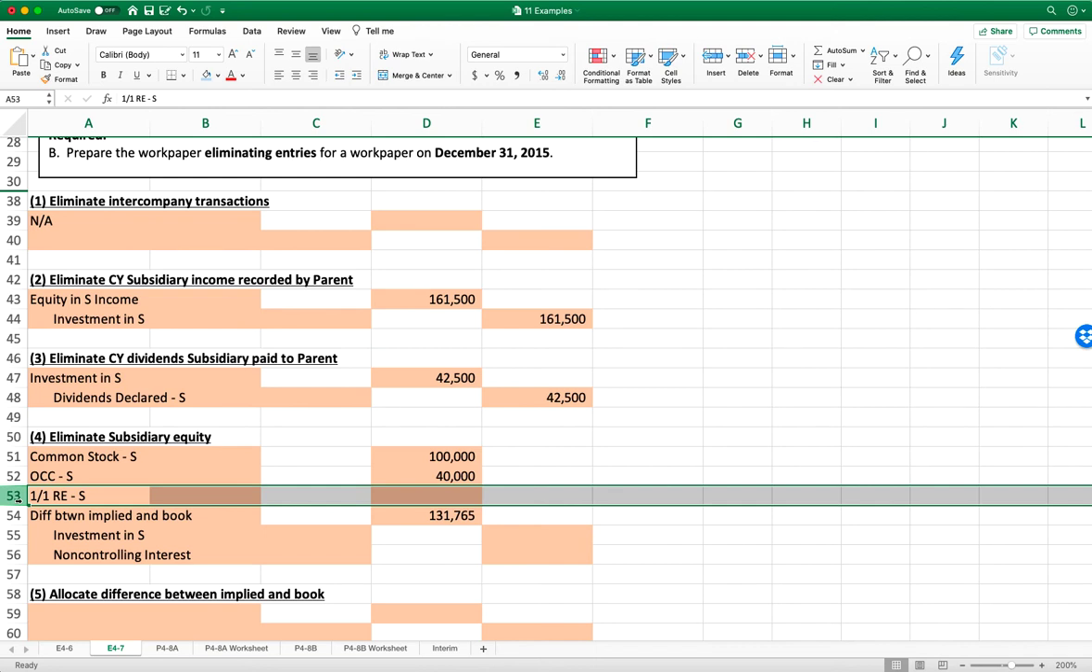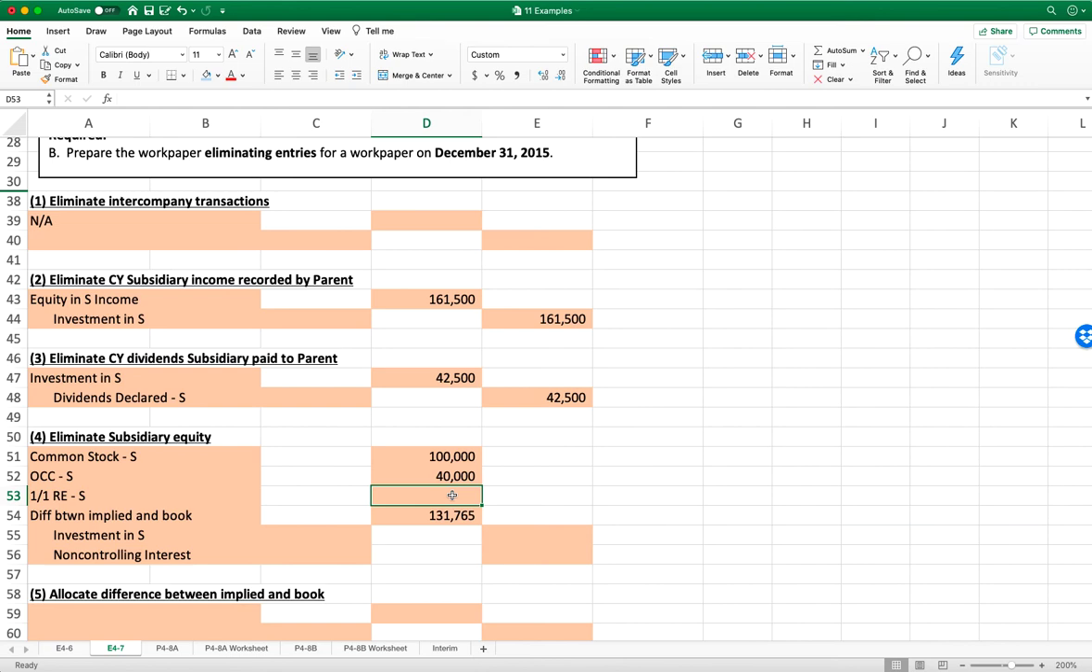Unless our subsidiary breaks even every year and never pays dividends, obviously retained earnings is going to have to change. It's going to go up every time they make income, and it's going to go down every time they pay out dividends. So sometimes they will just give us the new balance of retained earnings. This time we're going to have to calculate it because they didn't give it to us. But we know everything we need to know.